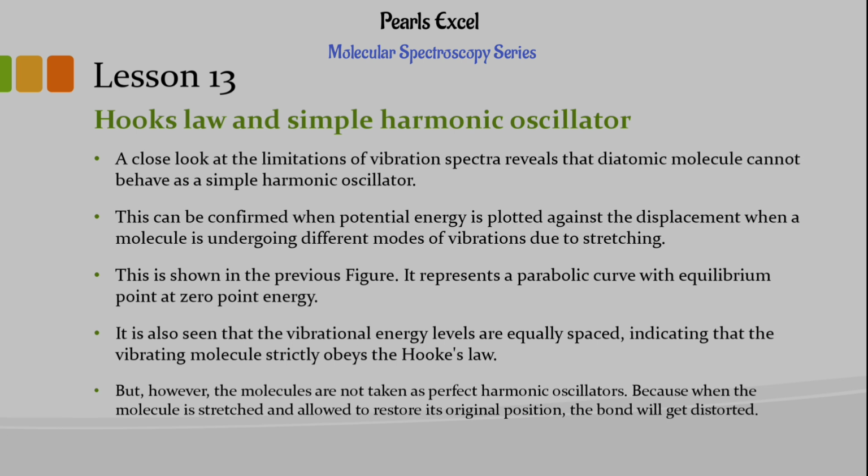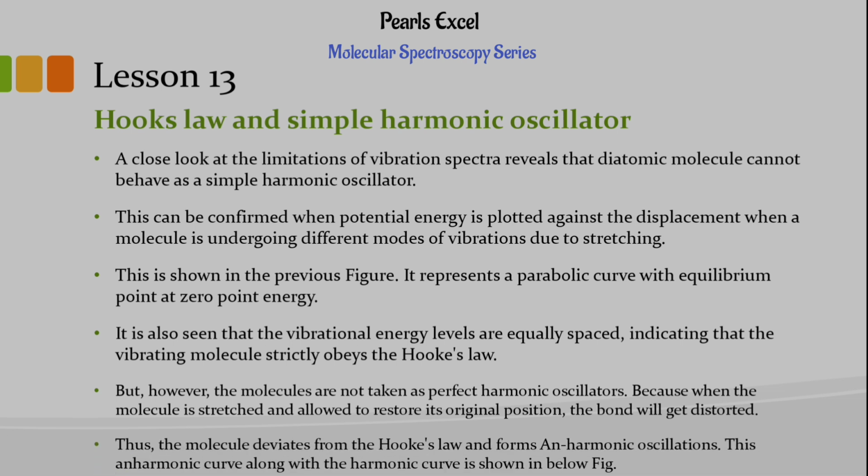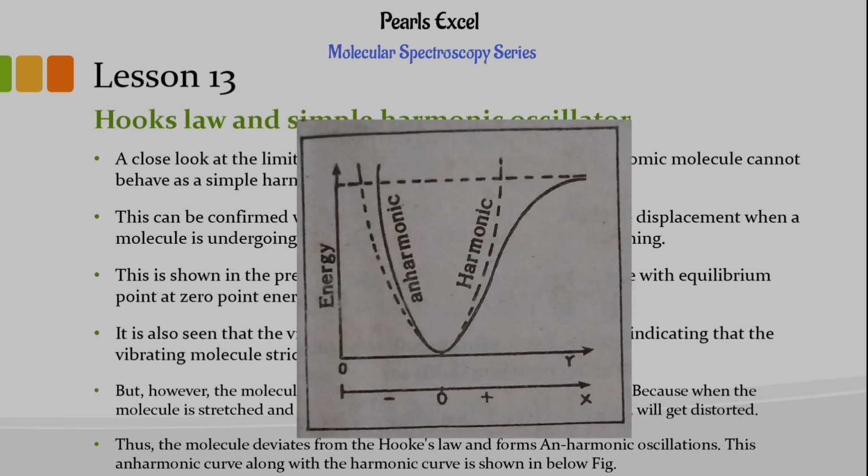Because when the molecule is stretched and allowed to restore its original position, the bond gets distorted. Thus, the molecule deviates from Hooke's law and forms anharmonic oscillations. This anharmonic curve along with the harmonic curve is shown in the figure below. The dotted line indicates harmonic oscillation and the solid line indicates anharmonic oscillation. So with this explanation, I hope you clearly understood all these terms.